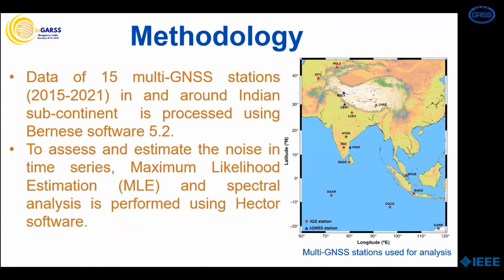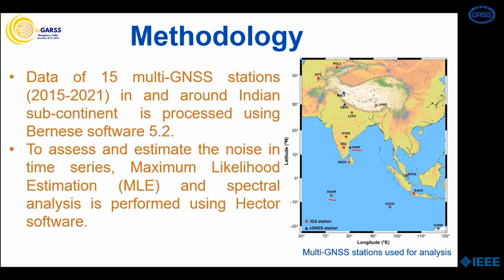So in this paper, we analyzed the data of about 15 multi-GNSS stations during 2015 to 2021 in and around the Indian subcontinent. Of these, three are CGNSS stations and 12 are IGS stations. IGS stations are marked with a red star, and the blue triangles show the CGNSS stations, which are part of our network. This data is processed using Bernese GNSS software.